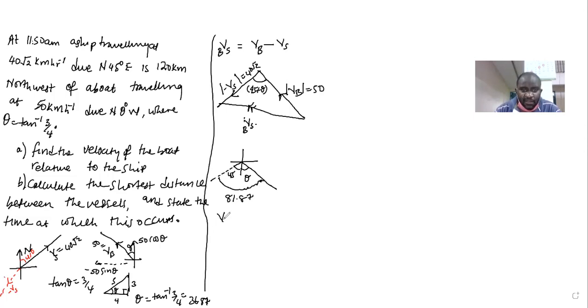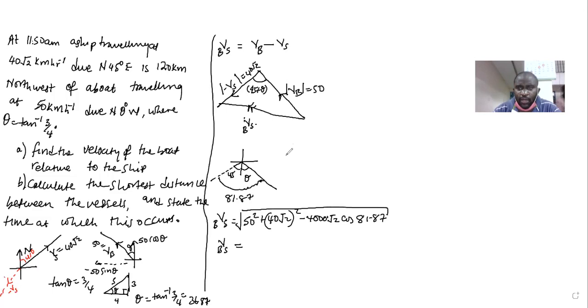So we can use the cosine rule and get the value of the relative velocity. So the relative velocity of the boat to the ship will be given by 50 squared plus 40 root 2 squared minus 100 times 40 root 2, which gives me 4,000 root 2, cosine of 81.87. When you press the calc, what's the relative velocity of the boat to the ship? And the whole of this is under a square root.